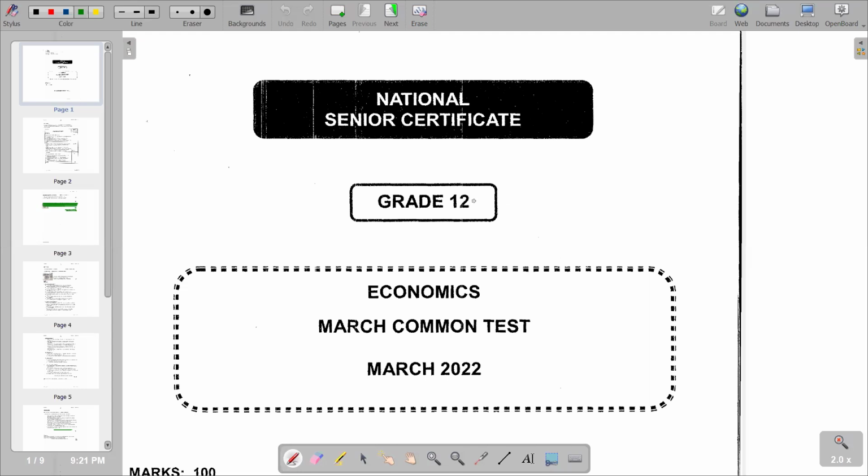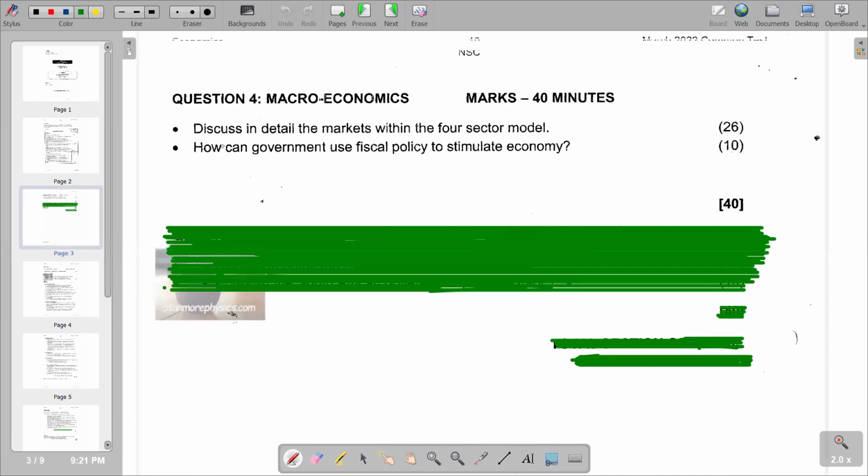In this video, I want to look at a question paper of March 2022, a common test. We are going to look at Section C on this question paper, which is the essay. So we go to our essay, on macroeconomics. The question has 40 marks. The first part of the question is to use fiscal policy to stimulate the economy, and it has 10 marks. So basically, this is the addition part.